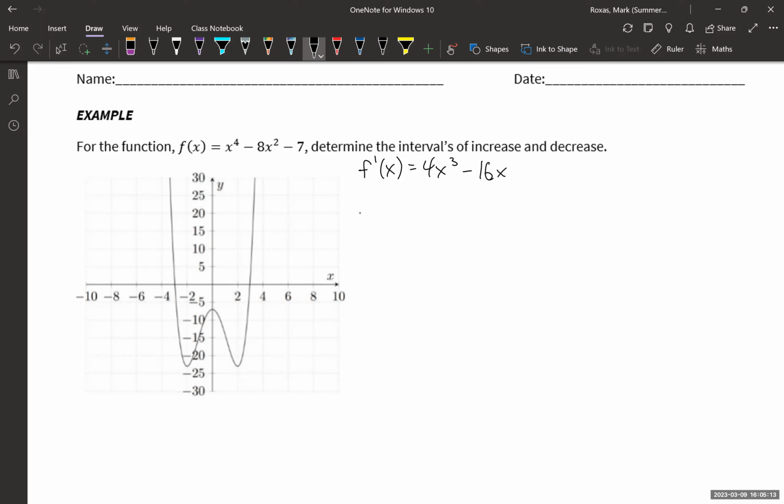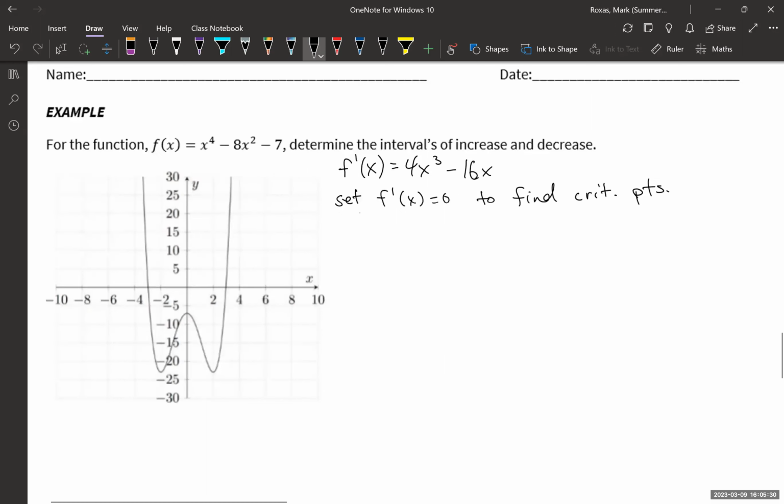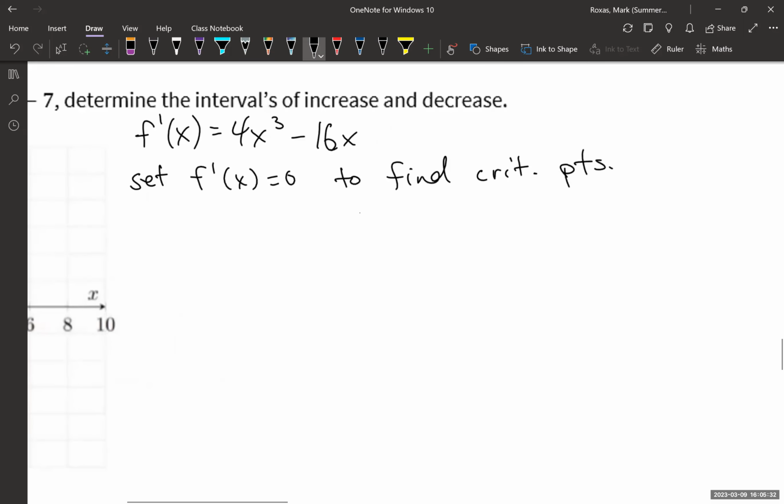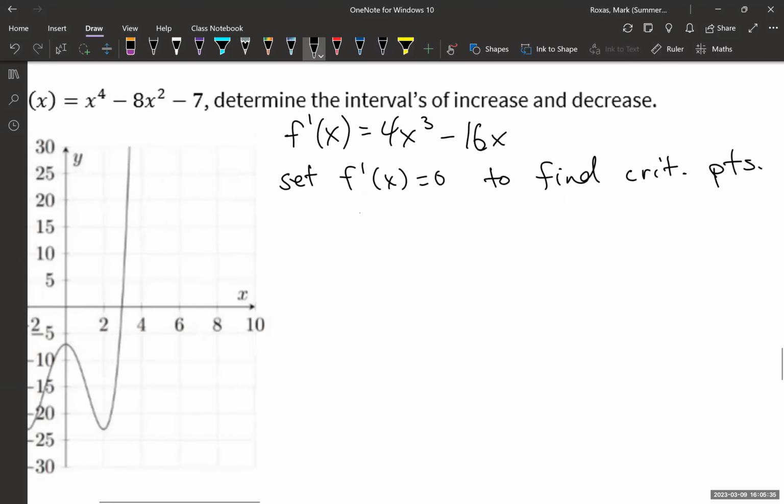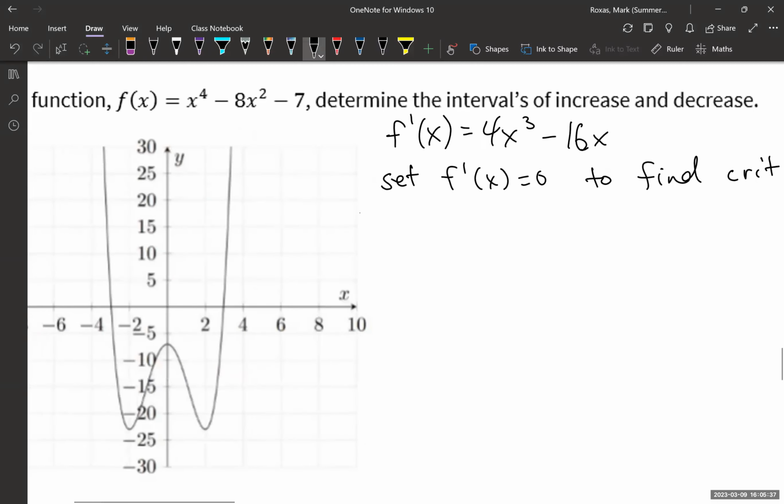Okay, now I'm going to solve for the critical points. So again, set f prime x equal to 0 to find critical points. Okay, and so that's what I'm going to do here. And I know we have the picture of the graph. That's going to help us verify some of it, but we can't really.